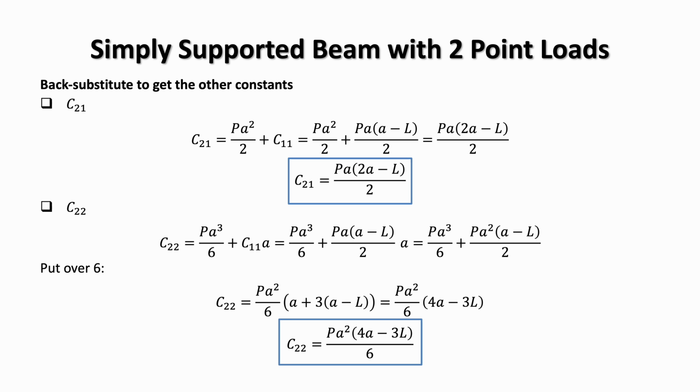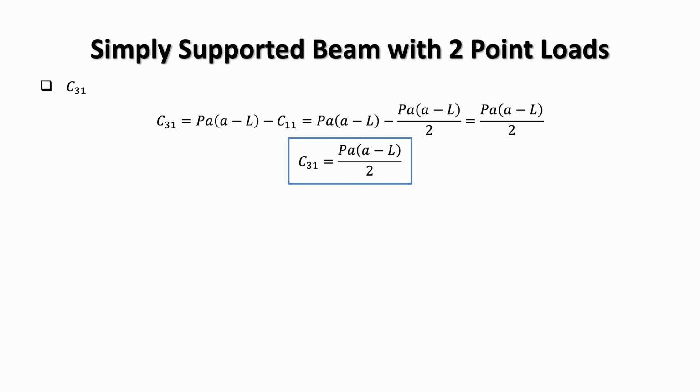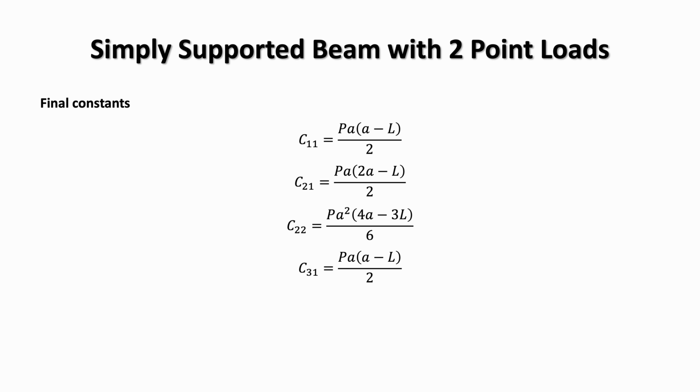At this point, we just need to repeat the process to find C31. So from earlier, we had a simplified relationship. Substituting C11 results in C31 being PA times (A minus L) over 2. And we can now summarise the final values of the integration constants. From solving the system of equations and back substituting, we've obtained expressions for C11, C21, C22, and C31.